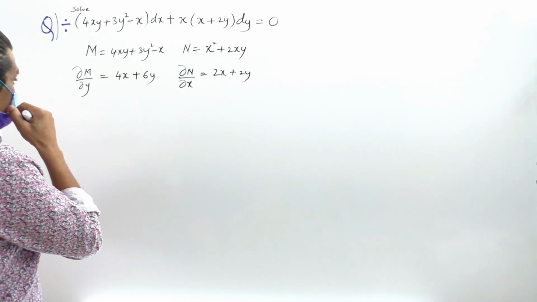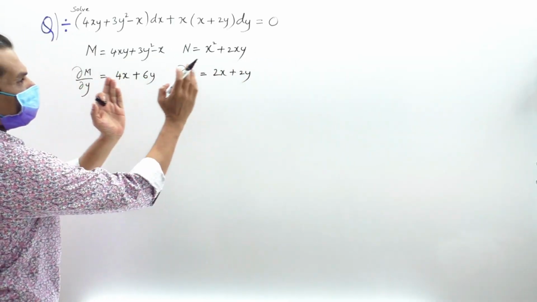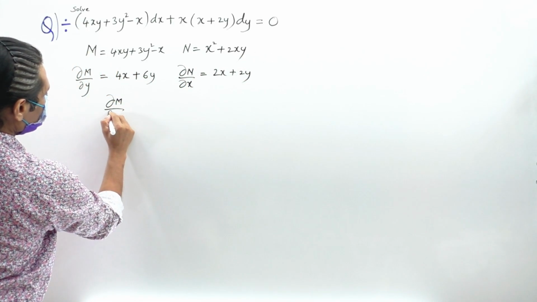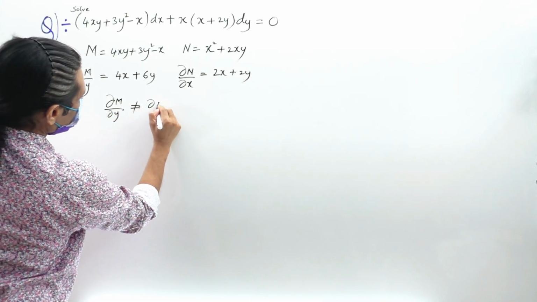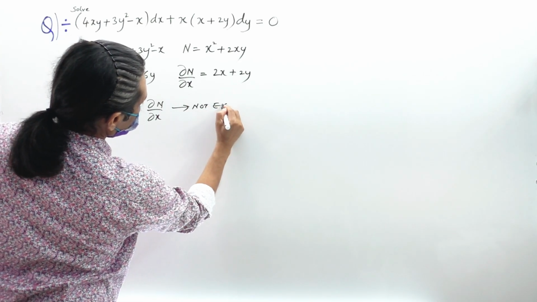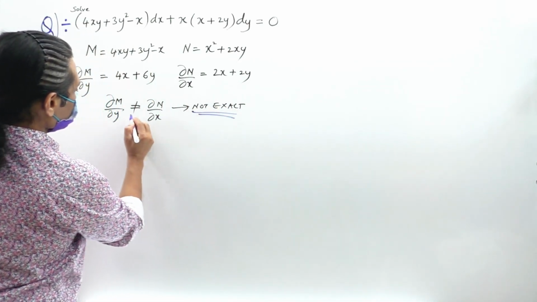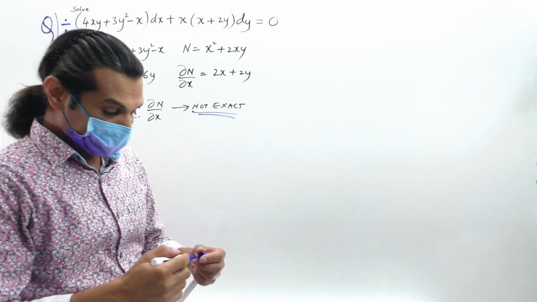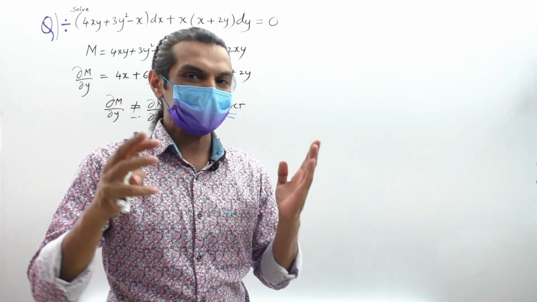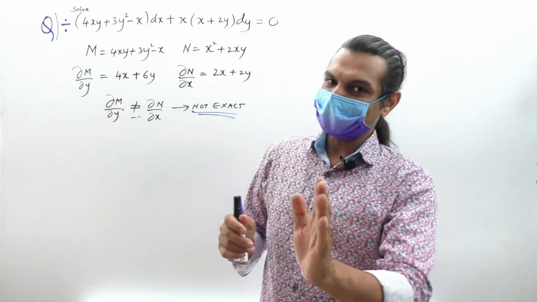Fine. Now, you see here, ∂M/∂y and ∂N/∂x, they both are not the same. So, you write ∂M/∂y is not equal to ∂N/∂x. So, definitely it is not exact, since it is not equal. Fine. So, not exact means what to do? Since for the VTU, as I already discussed with you, we have only one type. Okay. So, we will follow the same type here.